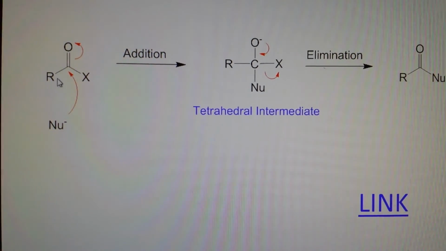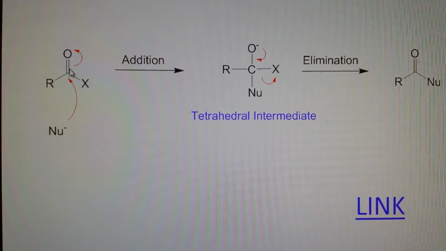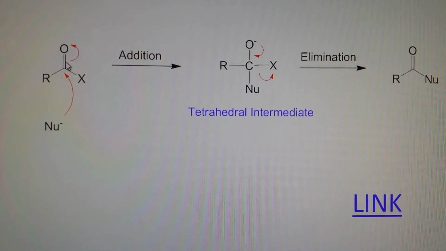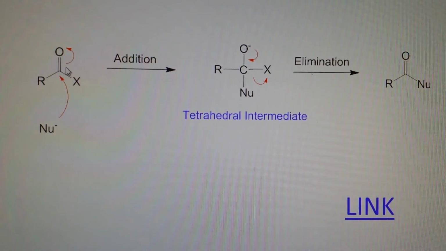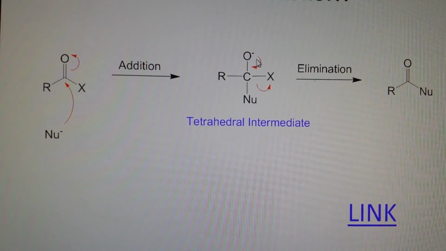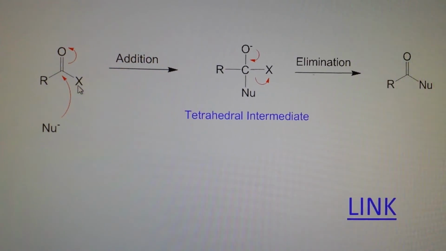addition. This nucleophile comes here and attacks this double bond, which has to give one electron pair, the pi electrons. These two pi electrons form one bond and go onto oxygen. You see here negative charge on oxygen. This is addition of the nucleophile here.